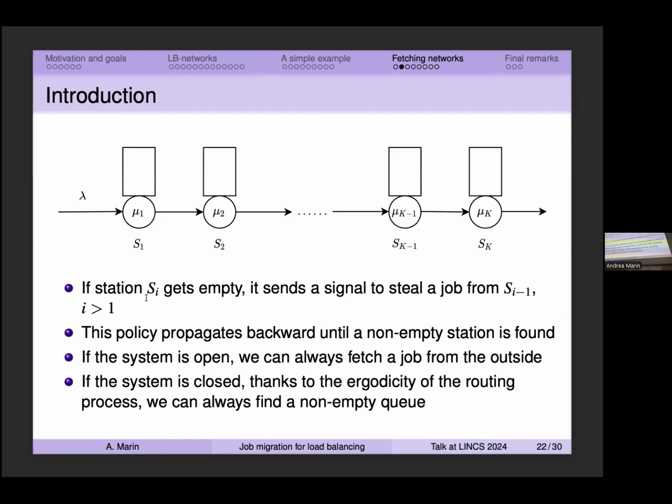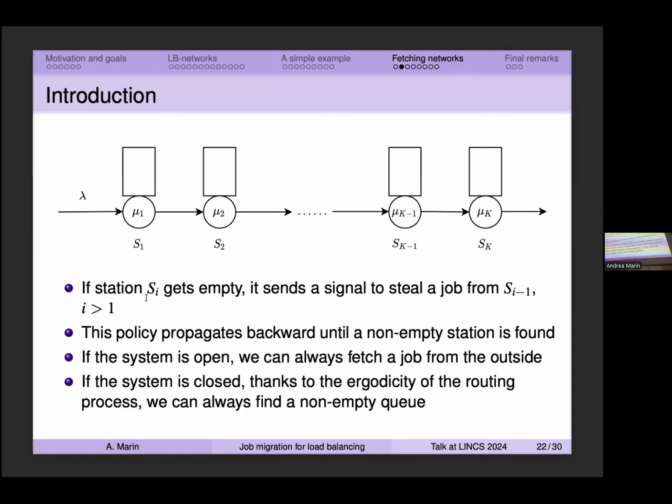Again, the model works for general topology. I'm going to present it just for the tandem because it's simpler and we have a simple intuition. And the idea is this. Suppose that this station becomes idle, okay? So what does it do? It goes to the previous station. It takes a job from the previous station and it brings it to this station over here.